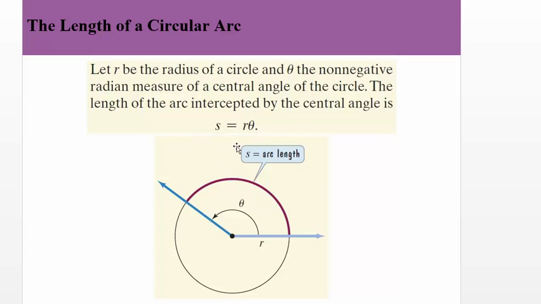And you can probably see where this formula came from based on our prior discussions, because they just took that formula theta equals s over r and multiplied both sides by r. So what we're trying to establish is that there is a definite relationship between these three things: the central angle in radians, the length of this radius, and the length of this arc.